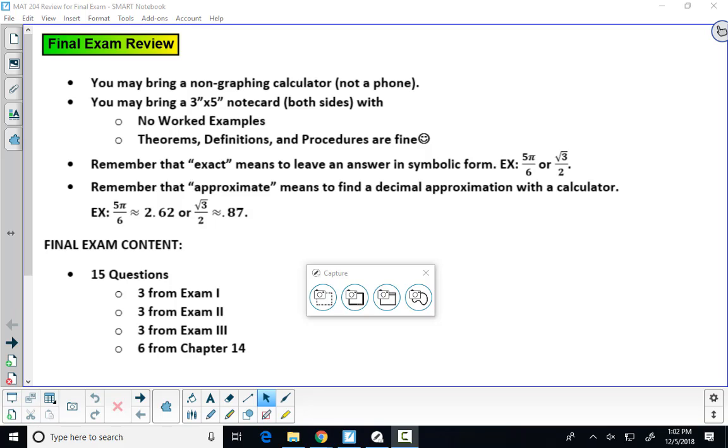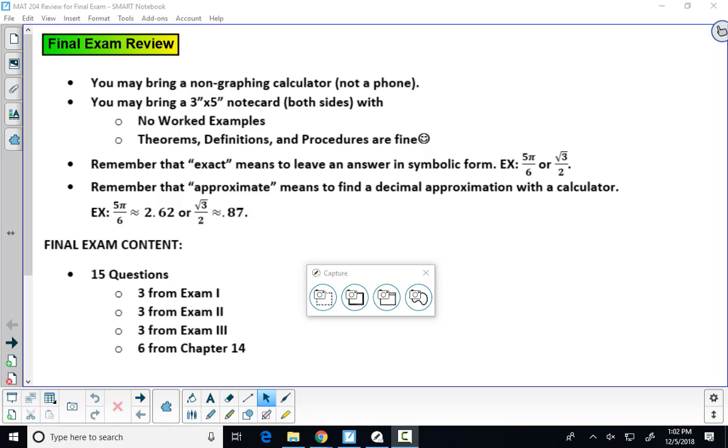You can bring a note card, both sides of a 3x5. No worked examples, but you can put theorems, definitions, and procedures. You can't have a bunch of worked examples for how to use the theorems, but you can have the theorems, totally fine. As in the names of theorems and whatnot? Yeah, you can put all that stuff on there.